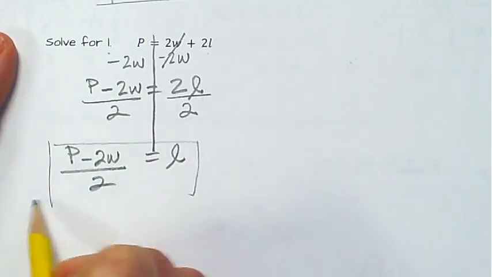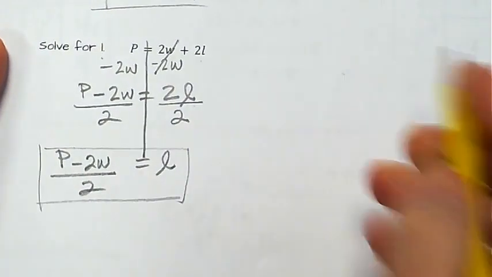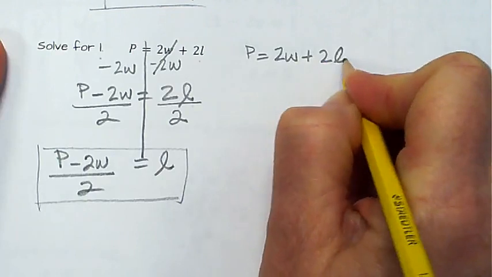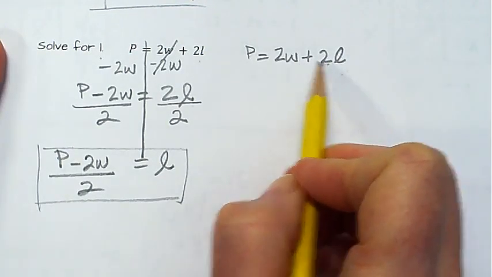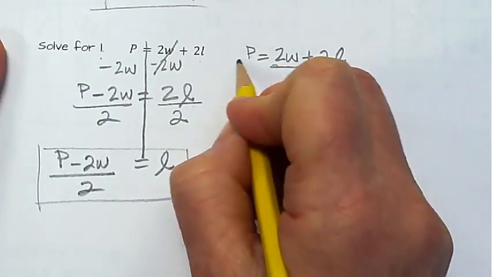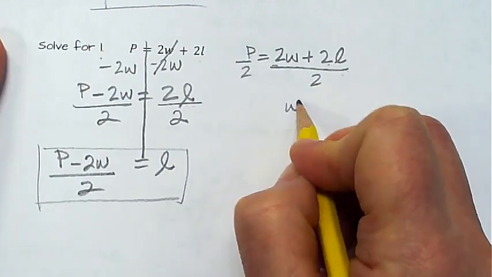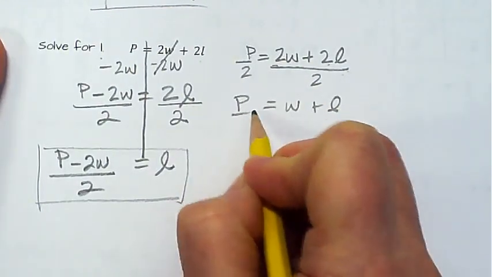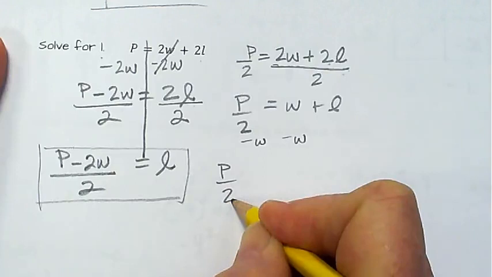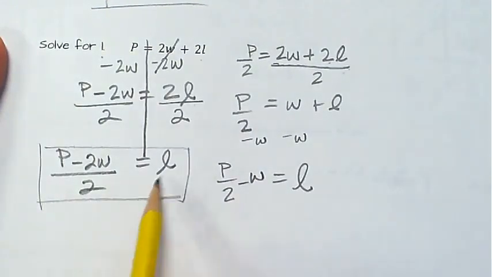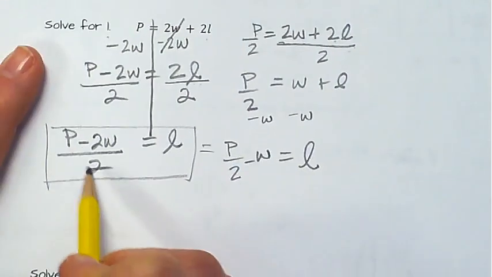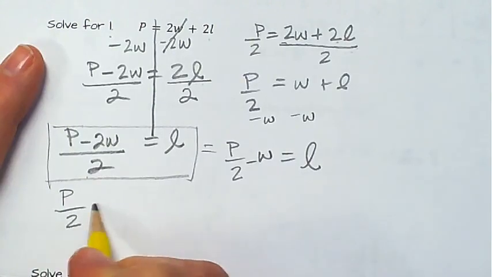Some people were dividing both of these by 2, which is fine. You could do that. You're basically factoring out the 2. So if you do that, you would have w plus L equals p over 2, and then if you subtract w from each side, you would get p over 2 minus w equals L, which is the same thing that we have over here. Because if you were to separate this, this would be p over 2 minus 2w over 2, and those 2's would cancel out, and you'd be left with this.